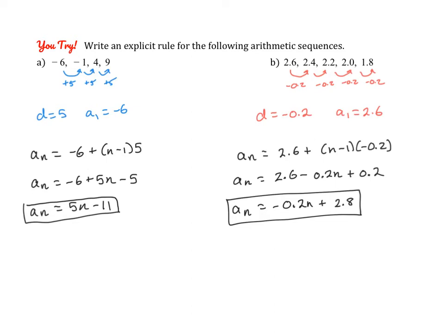All right, so go ahead and check. For part A, you can see that our common difference is positive 5. A sub 1 is negative 6, our first term. So plug it in and you should get 5n minus 11. For part B, our common difference is actually negative 0.2 because we're decreasing in value. And our first term, a sub 1, is 2.6. So when you plug it in and distribute, you should get negative 0.2n plus 2.8.